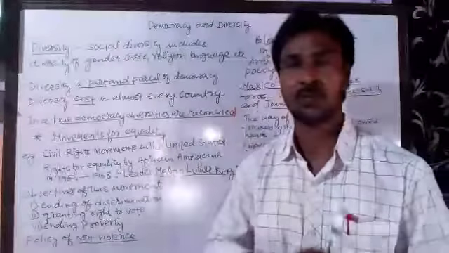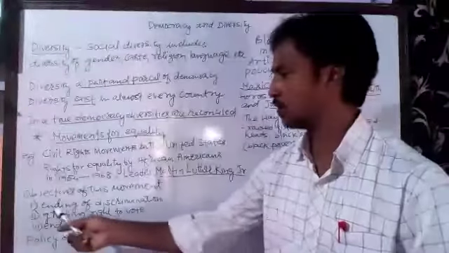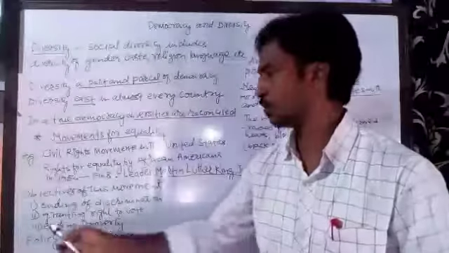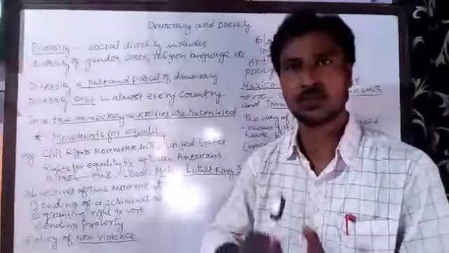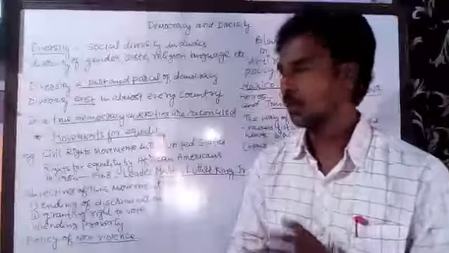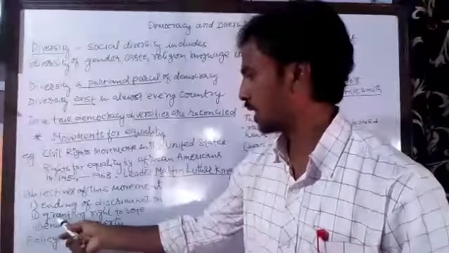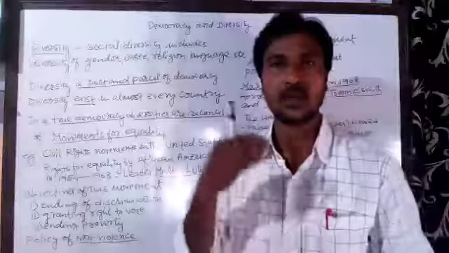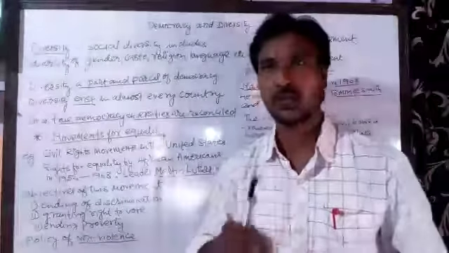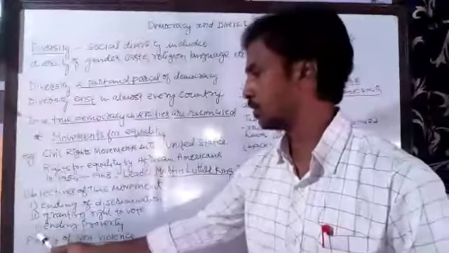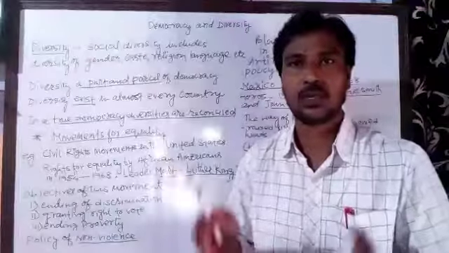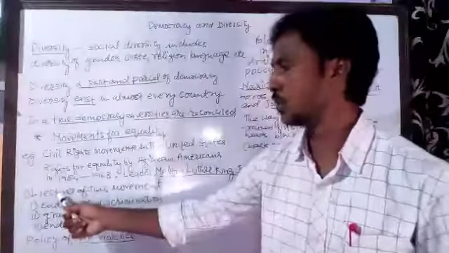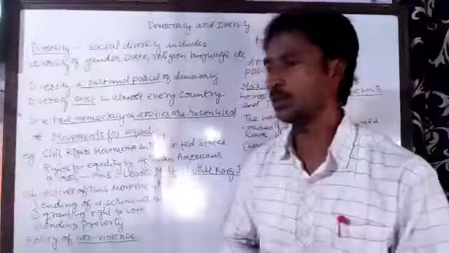The main purpose of this movement was, first, ending discrimination, finishing the discrimination done against the African Americans. The second thing was granting the right to vote. The African Americans demanded that they should be given the right to vote by the US government. And the third thing was ending poverty. The poverty that the African Americans faced in the US, they wanted to end. So these were the objectives of the civil rights movement.